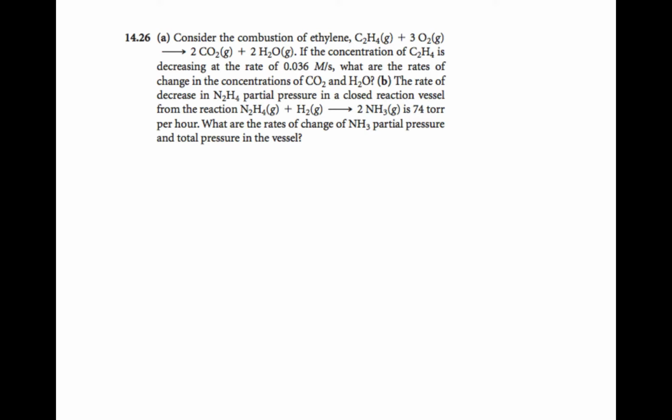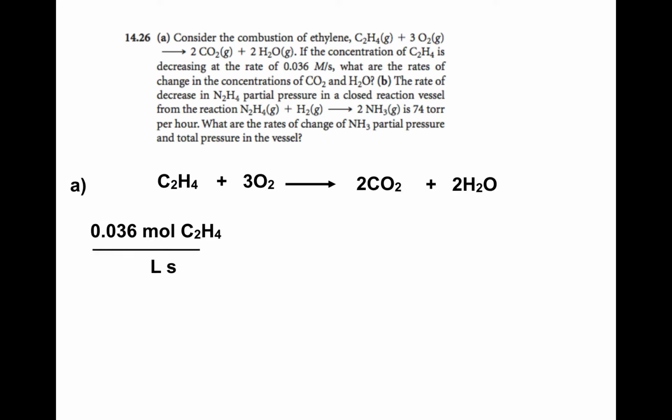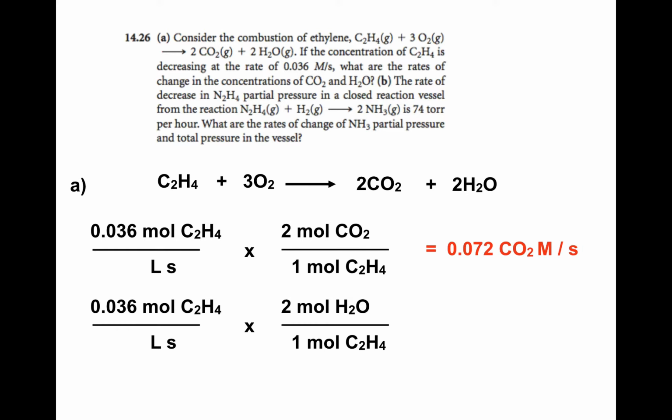All right, so this is relative rate. If I know what the rate of the disappearance of ethene is, I can use the coefficients in the equation to equate how fast CO2 is appearing and how fast water is appearing. So both carbon dioxide and water are appearing twice as fast as ethene is disappearing.